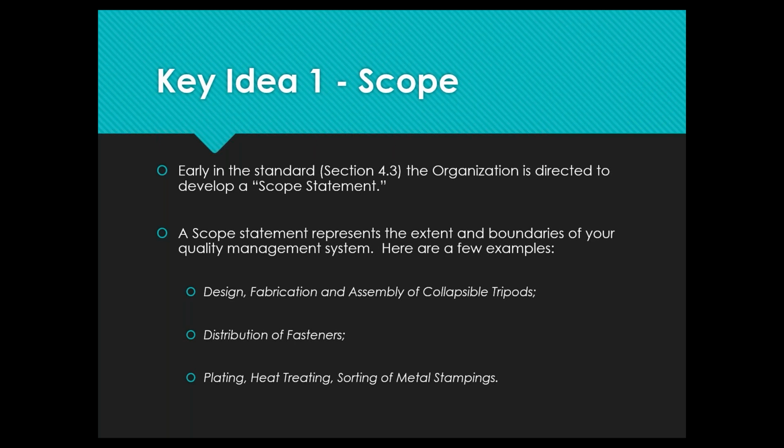Just 3 random examples. Design, fabrication, and assembly of collapsible tripods; distribution of fasteners; plating, heat treating, sorting of metal stampings. These are all companies with a tangible product, but as you can see, there are different things going on in these 3 companies. But you can read these scope statements and very quickly you understand what it is these companies do.